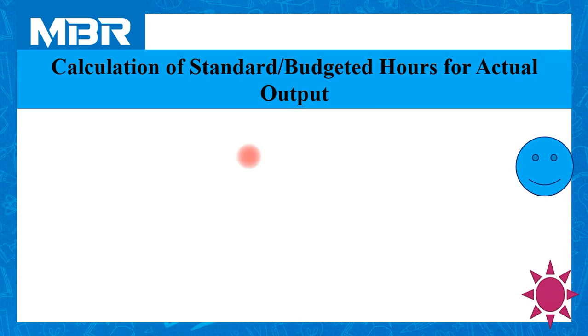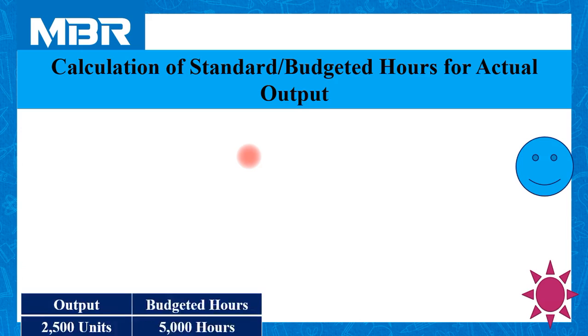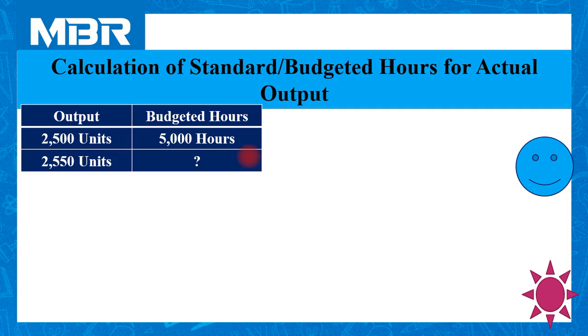Now we need to calculate 2 more items. First, calculation of standard or budgeted hours for actual output. In the given question, budgeted information is given for a different level of output, but the actual output of the company is different. So we need to recalculate, we need to revise our budgeted hours. Let us calculate. It is a simple cross multiplication that we applied at the time of calculation of variable overheads.